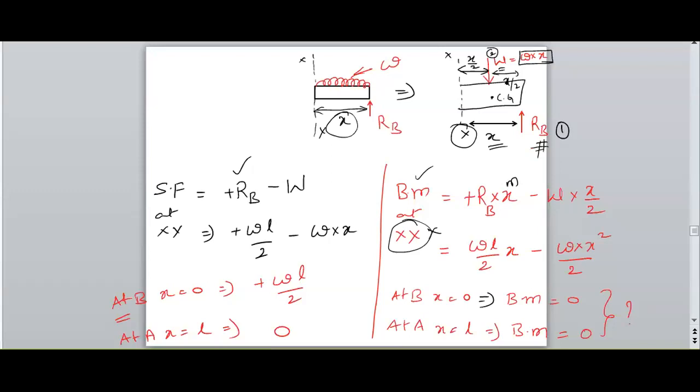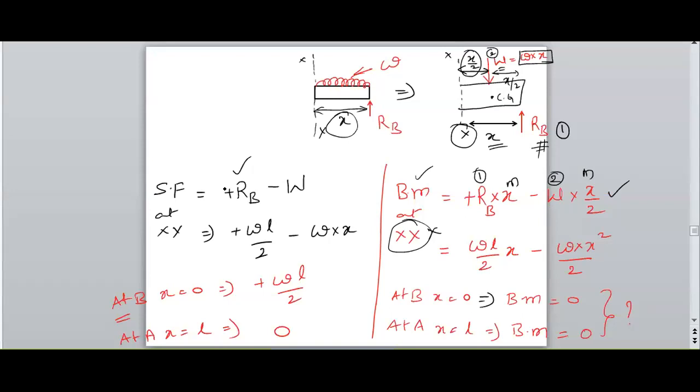The next force is capital W, the second force. Its perpendicular distance from the section is x by 2 meters. Therefore, substituting the RB value and the capital W value in terms of small w, we will get an equation like this.